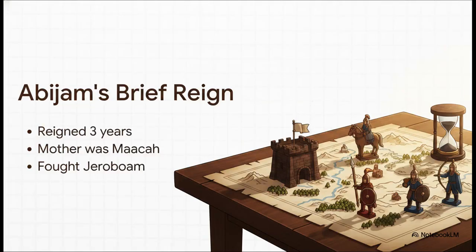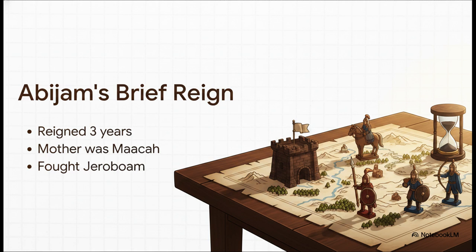Looking closely at verses 1 through 8, we get the hard historical facts of Abijam's time on the throne. He actually took power in the 18th year of King Jeroboam's reign up north, but his own rule was incredibly short, literally just 3 years in Jerusalem. The text notes his mother was Maacah, the daughter of Abijam, which establishes his royal lineage.